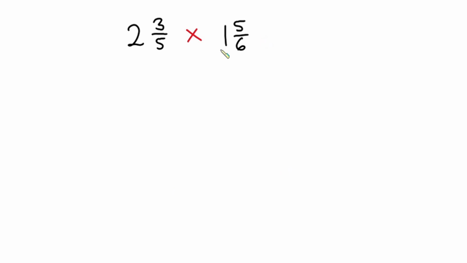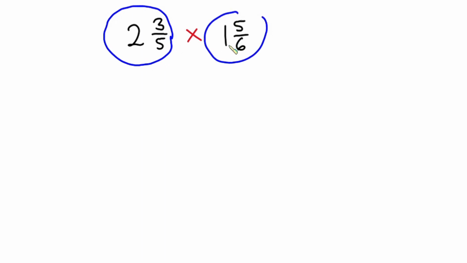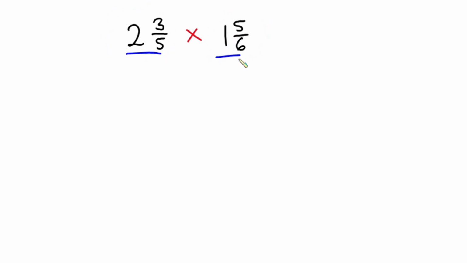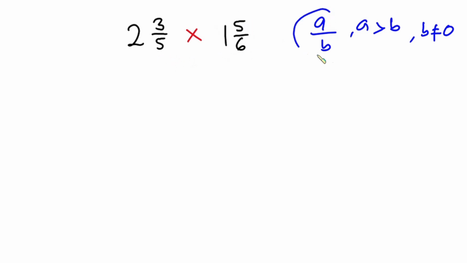Now let's get started. One thing you should note is that you can't just multiply these two mixed fractions straight away. What you have to do is convert these mixed fractions into improper fractions. What do I mean? You are supposed to convert these fractions into the form a over b, where a is greater than b, and b is never equal to 0. In this video, I'm going to show you two ways that you can convert a mixed fraction into the form a over b, where a is greater than b, in other words, an improper fraction.